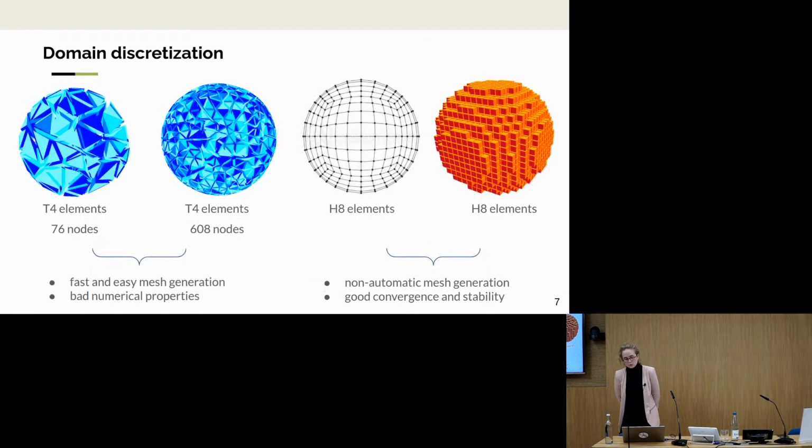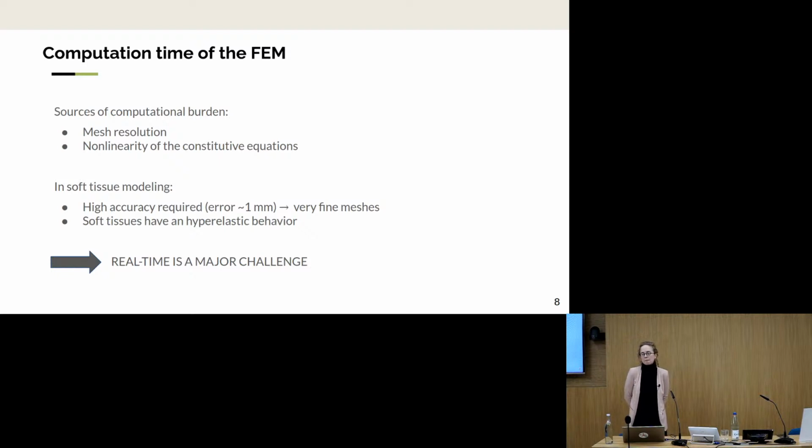There are many ways to discretize a domain. The most common approach is to use 4-node tetrahedral elements because they are fast and easy to generate, but they have bad numerical properties. For this reason, we will prefer using 8-node hexahedral elements, known for their good convergence and stability. There are two main sources of computation burden in the FEM. First of all, the mesh resolution, and second, the nonlinearity of the constitutive equations. Bad luck, when modeling soft tissues, these two aspects are present.